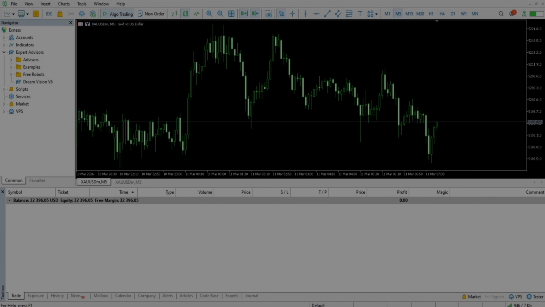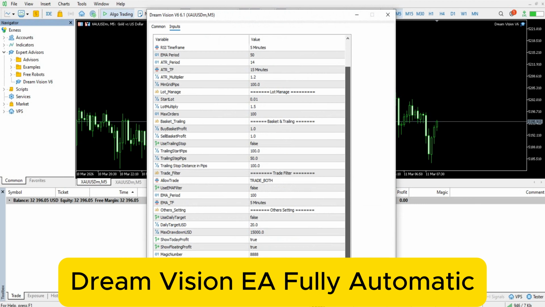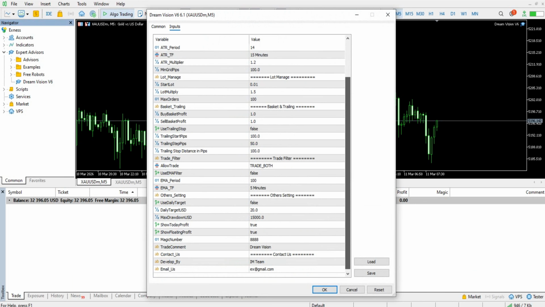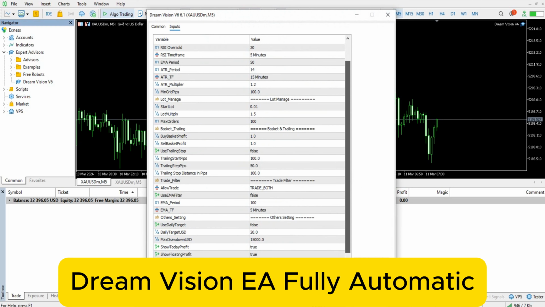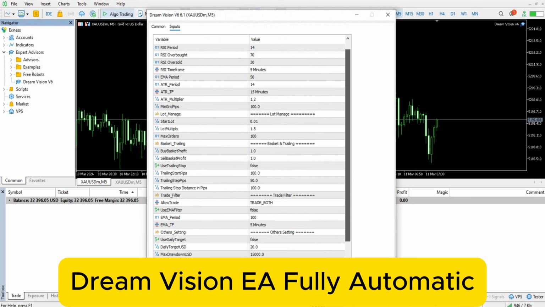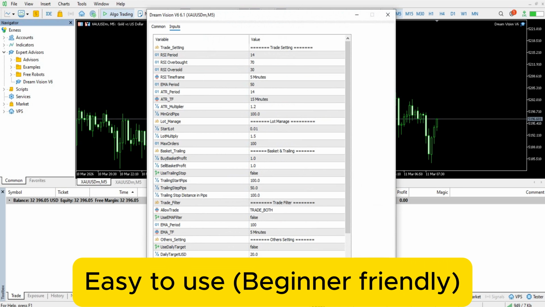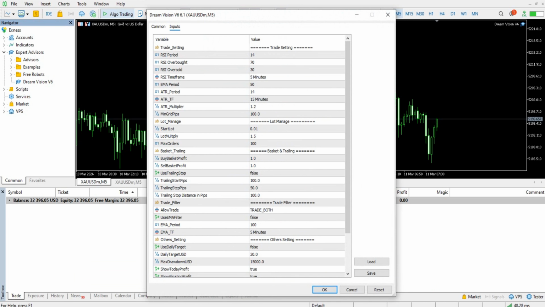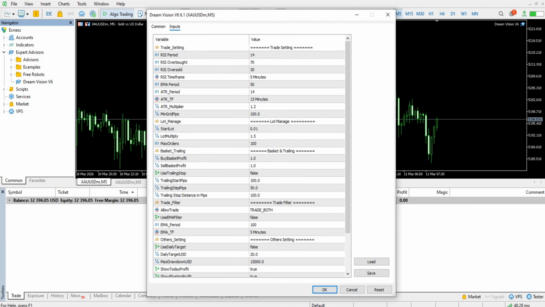Hello everyone. In this video, I'll be introducing the main configuration settings of this advanced automated trading system. Dream Vision EA is designed to be flexible and easy to customize. You can adjust the settings according to your broker, market conditions, and trading preferences. Each parameter plays an important role in optimizing performance and managing risk. Let's go through each section step by step.